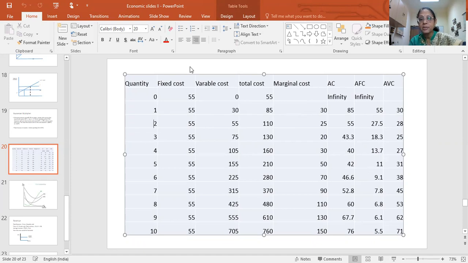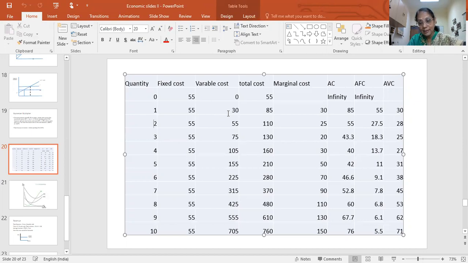Average fixed cost is fixed cost divided by quantity, and these are the answers. Average variable cost is variable cost divided by quantity. Okay. So this is how the costs are to be calculated. I hope that this is clear now.